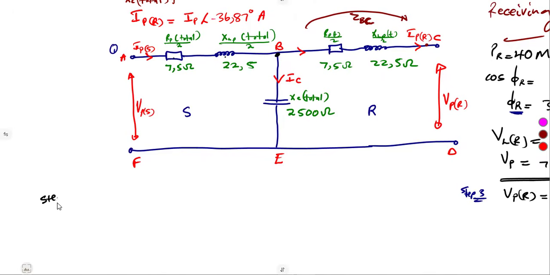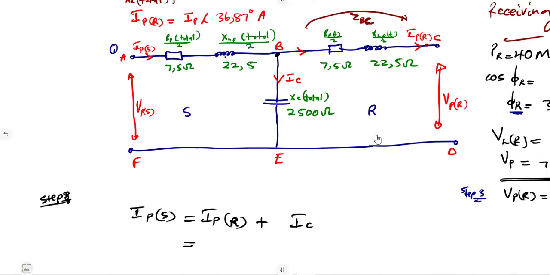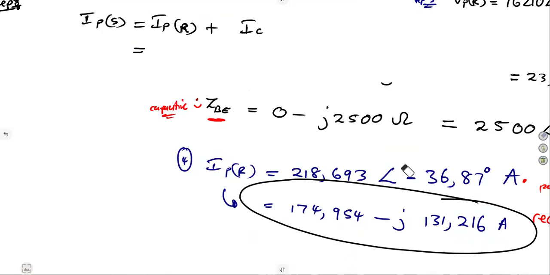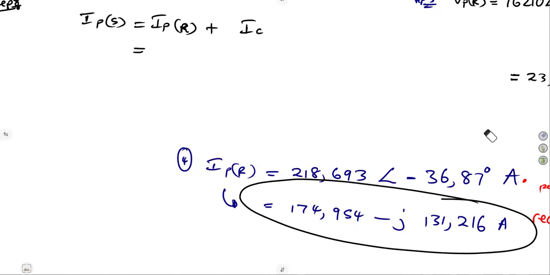Which is step 8. Like I said, we are going to do everything up to step 8, where we have got the current that we need on the sending side from our Kirchhoff's law. So we're going to take the current on the receiving end plus the current across the capacitor, summed in rectangular form. So take the values in rectangular form. So that's it. Here we already have our values. These ones are already there, guys.